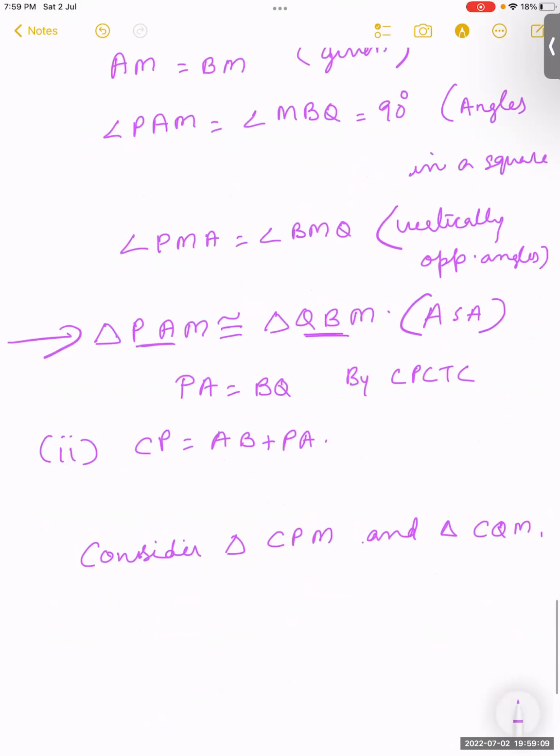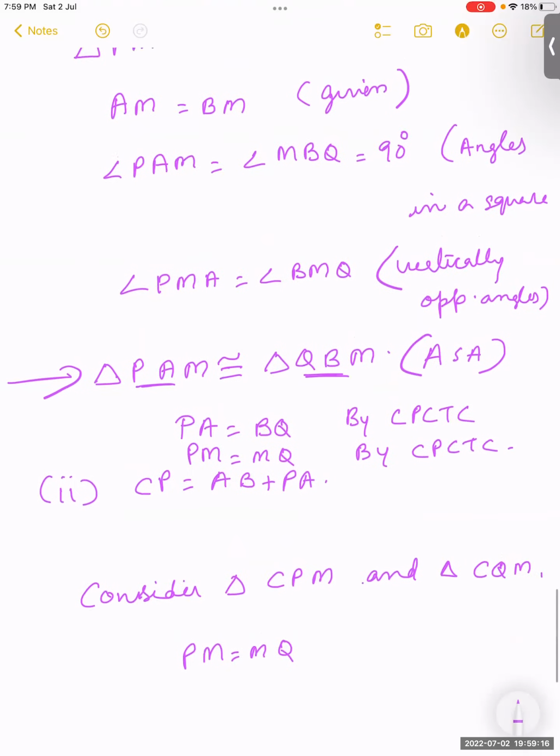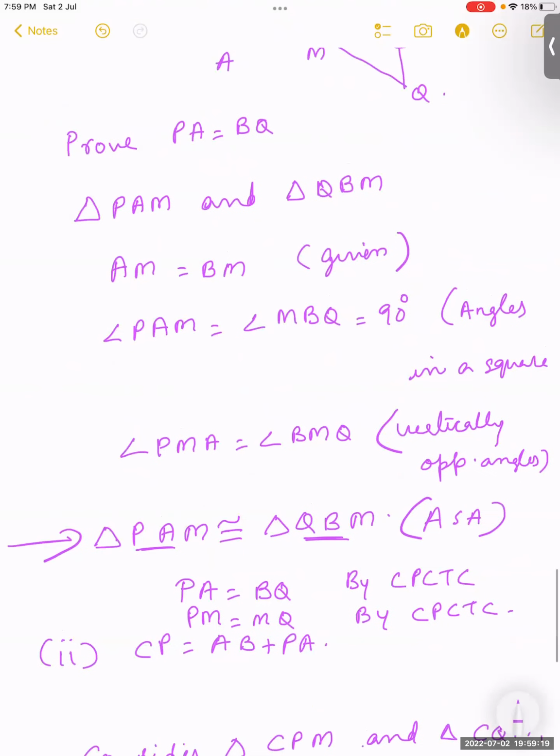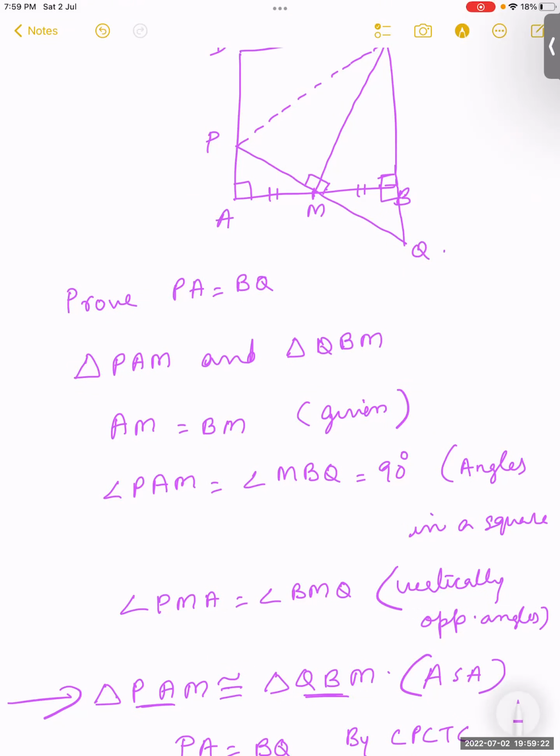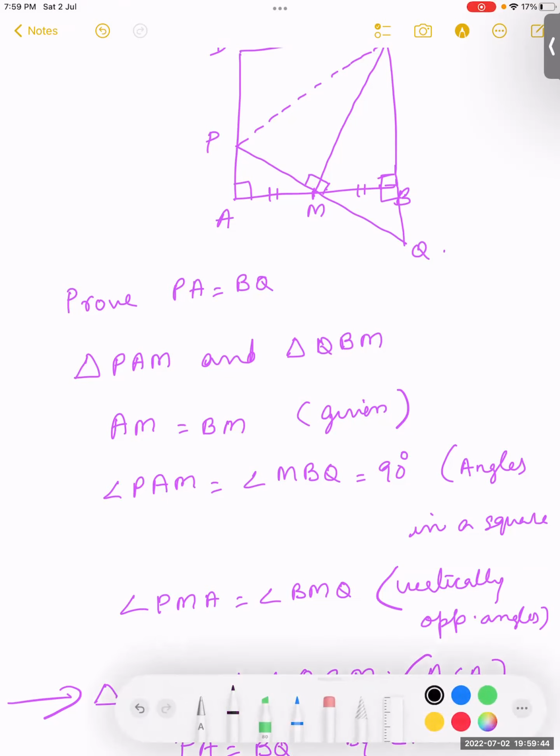Why? Here you write PM is equal to MQ by CPCTC of the previous congruency. PM and MQ are part of those small triangles. PM is the hypotenuse of triangle PAM, and similarly MQ is the hypotenuse of triangle BQM. So they are equal, correct or not? Hello, are you guys with me? Yes, ma'am.